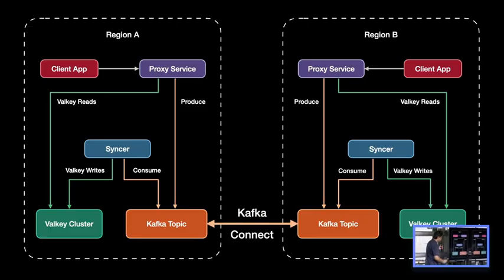And this is the magic bit where we use Kafka Connect to replicate the data from region A's Kafka topic to region B's Kafka topic and vice versa. So this way, any data written to the proxy service is produced to the local Kafka topic, but it also makes its way into region B's Kafka topic, and it's consumed by that region's syncer, right?